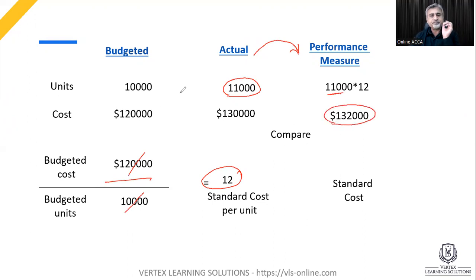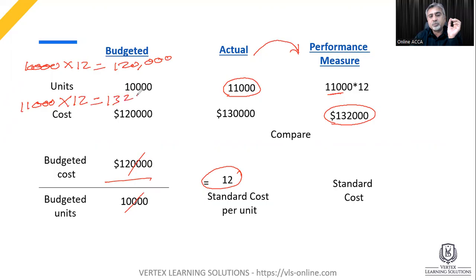See, understand. For 10,000 units multiplied by 12, your budget was 120,000. But if you say I produce 11,000 units, then 11,000 units times 12, your cost should have been 132,000. Okay, we got this 132.